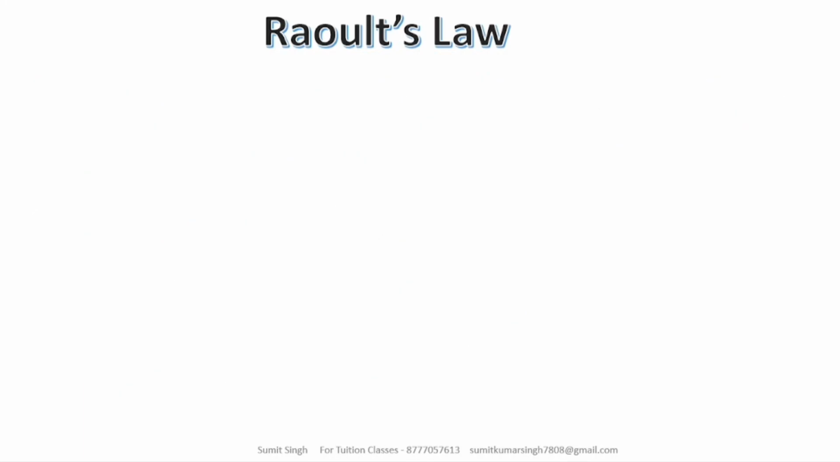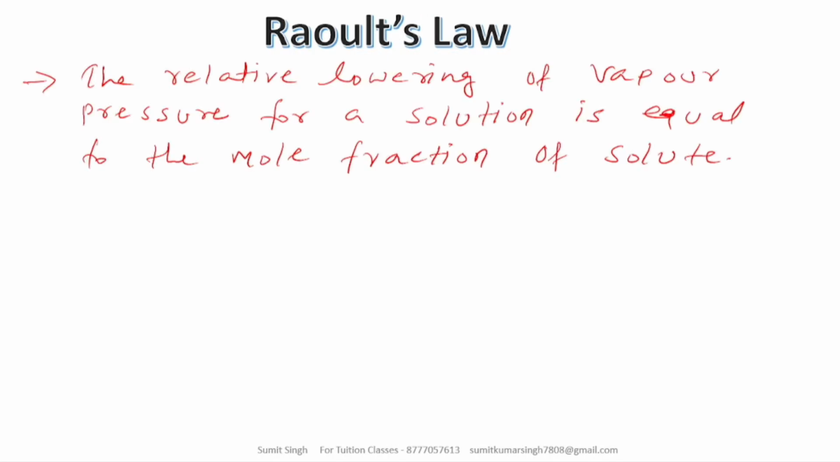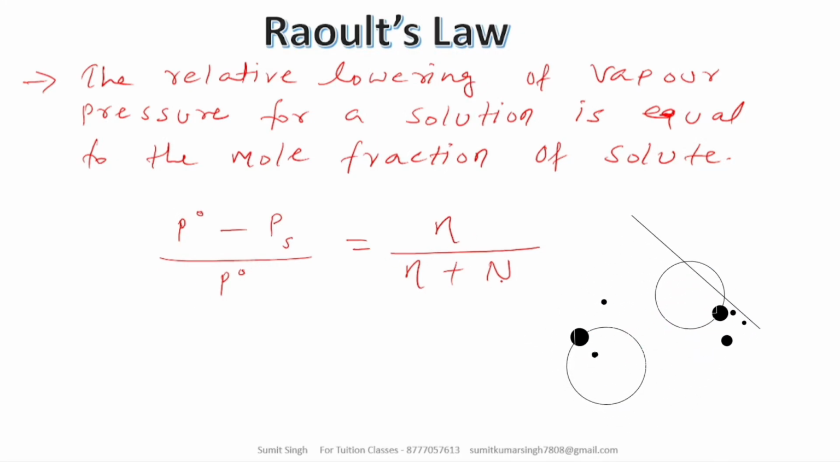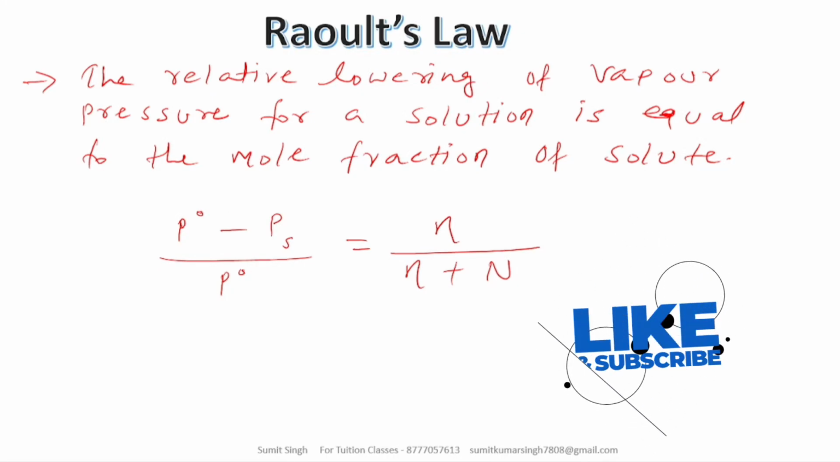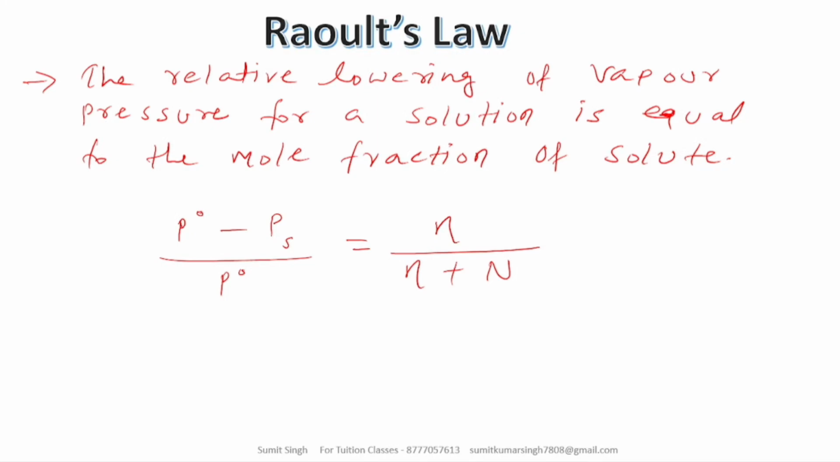But what will happen with solutions containing a non-volatile solute? In this case, Raoult's law states that the relative lowering of the vapor pressure for a solution is equal to the mole fraction of the solute. Mathematically, P naught minus PS divided by P naught is equal to small n divided by small n plus capital N. One more thing, P naught is the vapor pressure of the pure solvent and PS is the vapor pressure of the solution. Small n is moles of solute and capital N is moles of solvent here.